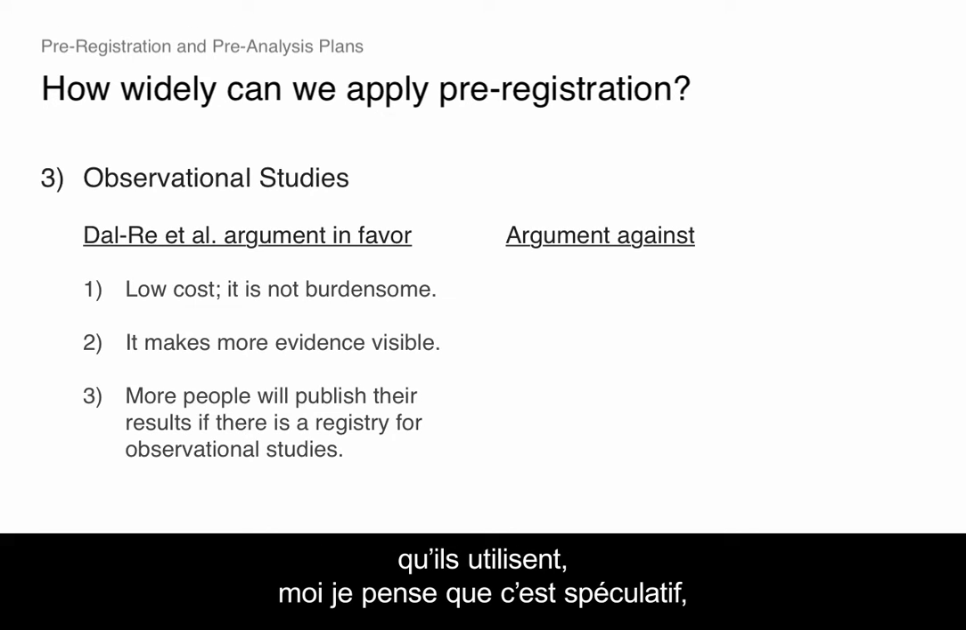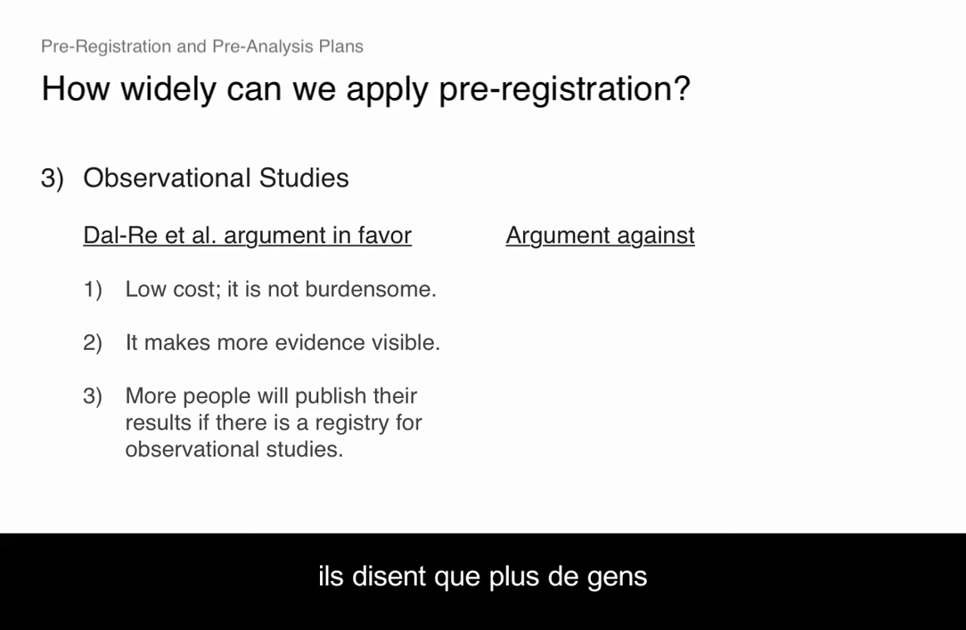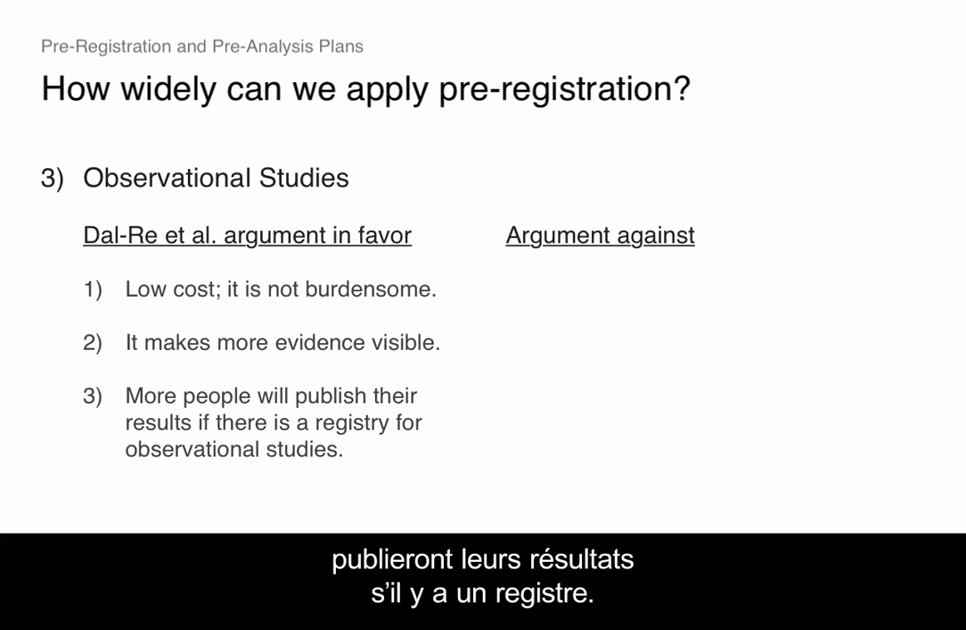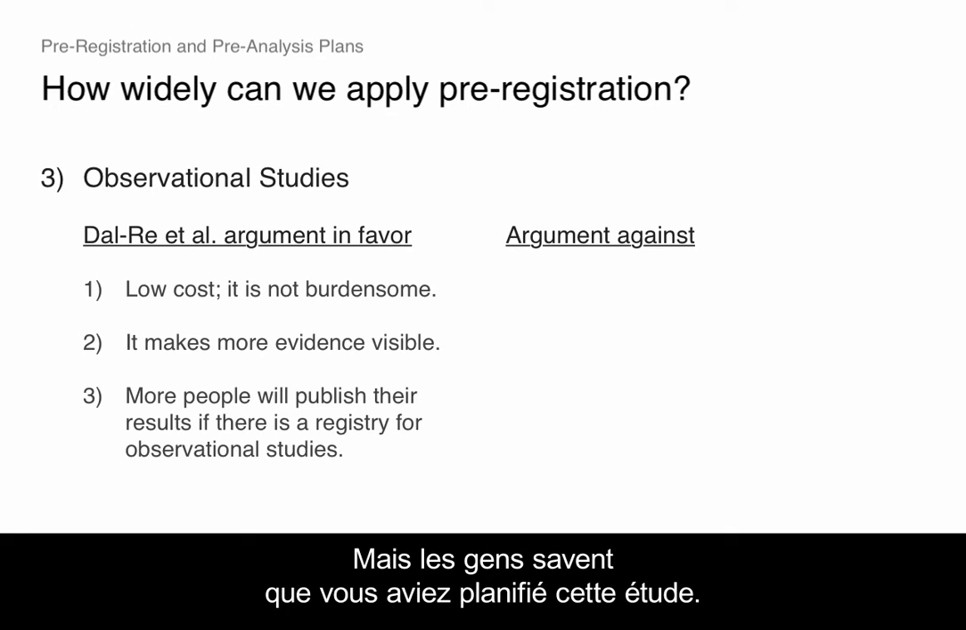Third, speculatively. They don't call it speculative; I'm calling it speculative because I think it's speculative. I just don't think there's evidence for this yet. They say, you know what? More people are going to publish their results if there's a registry. It's not implausible. Now there's a record that you plan to work on something. You did the analysis. Maybe you got a null result. Maybe something else happened. But people know you were planning to work on it.